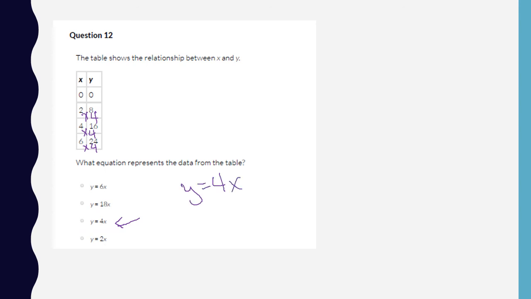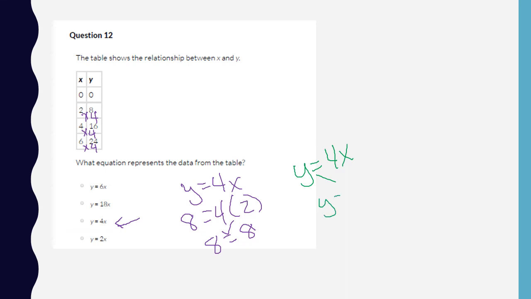y equals 4x. If I plug in my first one, that's 2, 8, so 4 times 2 is 8. 8 does equal 8, but we always need to try 2 separate points. So let's do that 6, 24. So y equals 24, x is 6. 4 times 6 is 24. 24 does equal 24. So that is our answer.